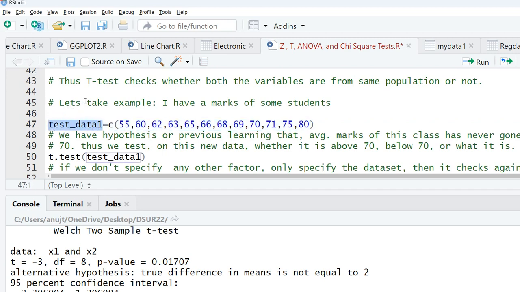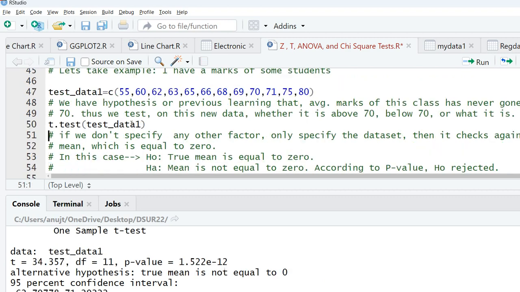test_data_1. We have a hypothesis or previous learning that the average marks of this class have never gone below 70. So we test on this new data whether it is above 70, below 70, or what it is. I'm going to apply the t-test on test_data_1.